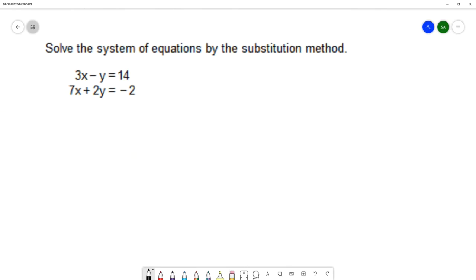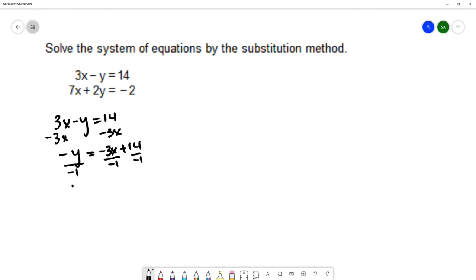So I'll start with that first equation, and I'm solving for y, so I'll subtract 3x on both sides. That gives -y equals -3x plus 14. And I'm going to divide by -1 to isolate that y. That gives y equals 3x minus 14.